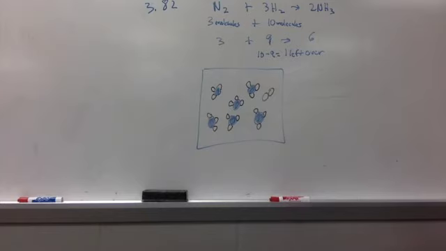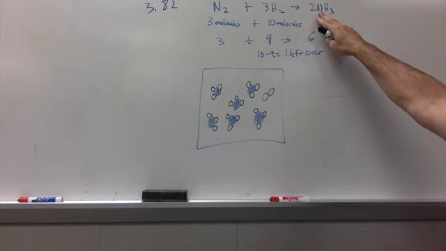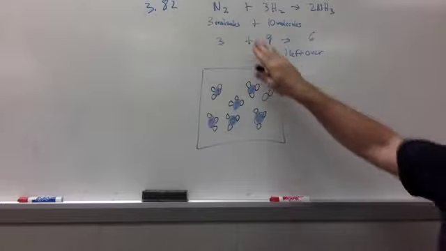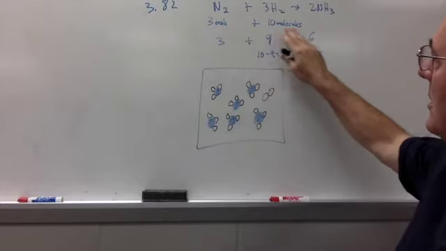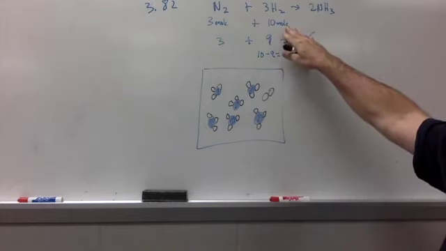3.82 says, consider the reaction N2 plus 3H2 yields 2NH3. Assuming each model represents 1 mole of the substance, show the number of moles of the product and excess reactant left after the complete reaction. So looking at the picture, it has 3 pictures of N2, so that's 3 moles of N2. It has 10 pictures of H2, so that's 10 moles of H2.